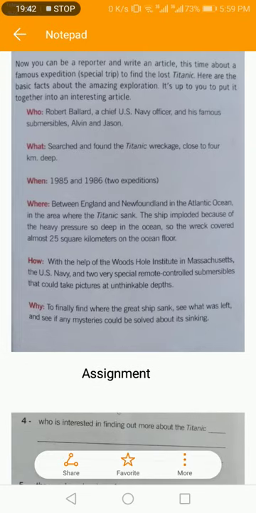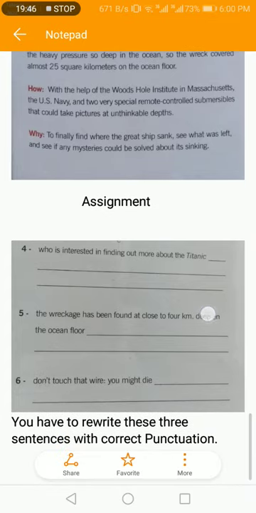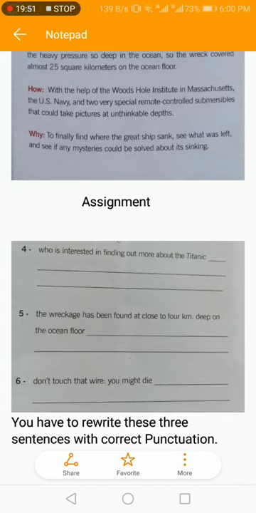This is all in today's lecture, and your assignment is punctuation practice. Who is interested in finding out more about the Titanic? The wreckage has been found close to 4 km deep on the ocean floor. Don't touch that, why you might die. So you have to rewrite these three sentences with correct punctuation. This is your assignment, and you have to do this on a loose sheet.